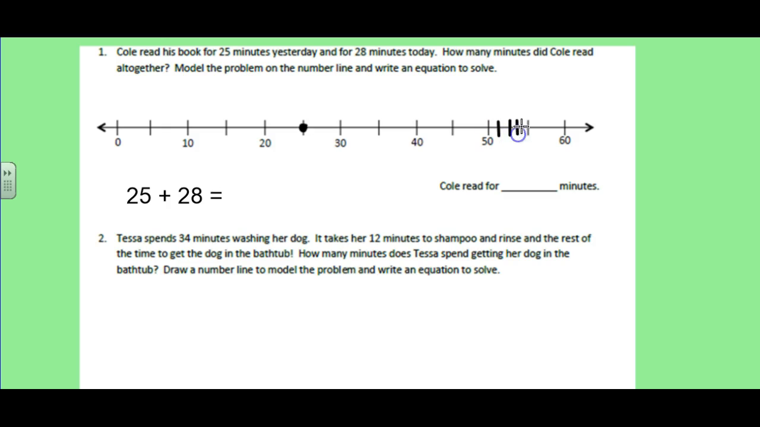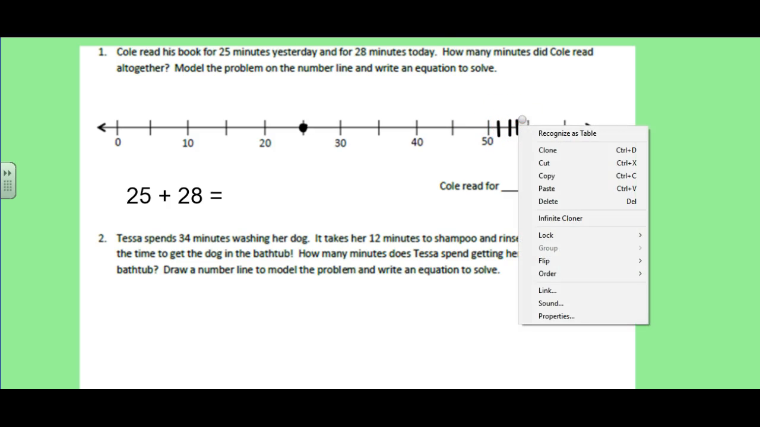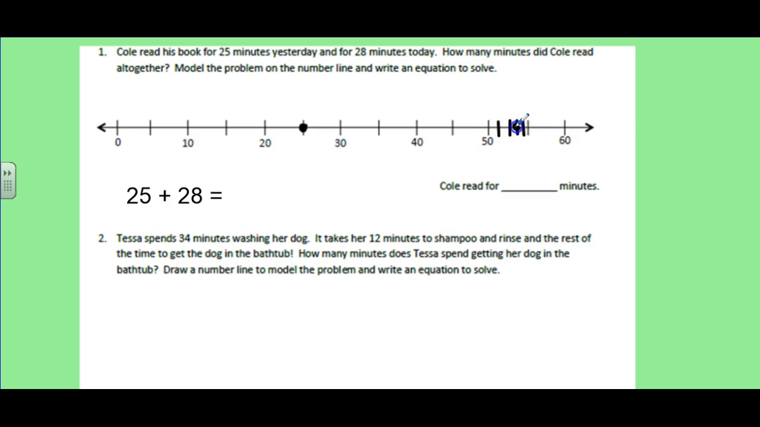2, 3, 4. And we have to count to 28. So if we stopped at 25 on 50, then we have to count to 28. So we've got 26, 27, and 28 would take us right here on this third tick mark. So we would then see that this was 50, so this would be 51, 52, and 53. So that tells us that if we were to add 25 and 28 together, it would leave us with 53. So Cole read for 53 minutes.